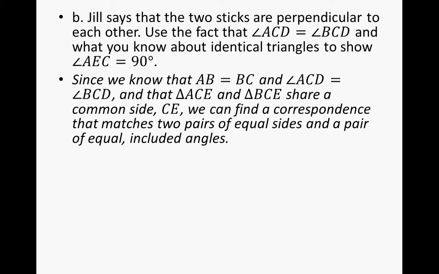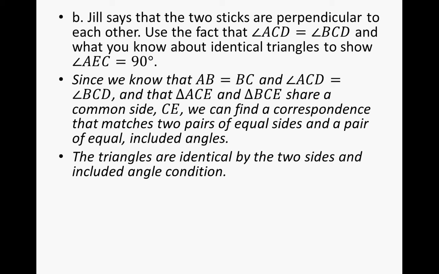So since we know that AB is equal to BC and angle ACD is equal to angle BCD, that came from part A, and we also know that triangle ACE and triangle BCE share a common side, which is called CE, we can find a correspondence that matches two pairs of equal sides and a pair of equal included angles. So the triangles are identical by the two sides and the included angle condition.